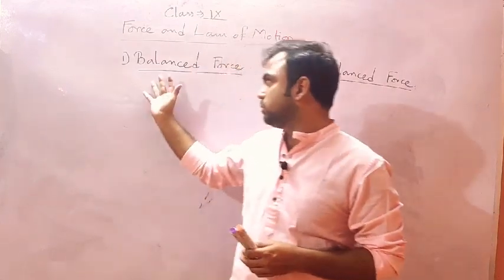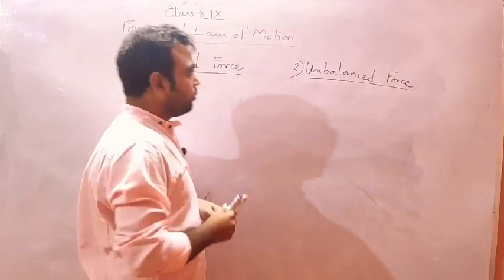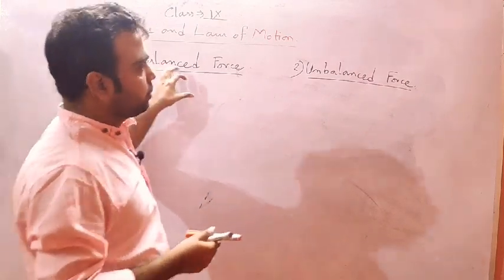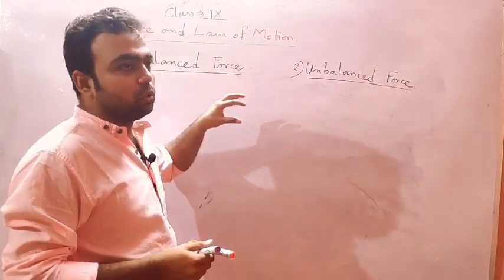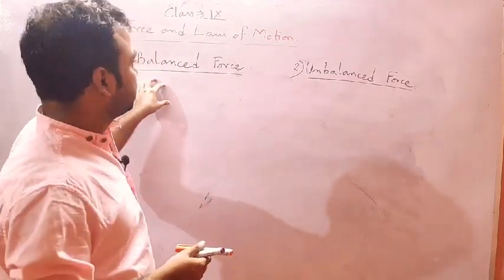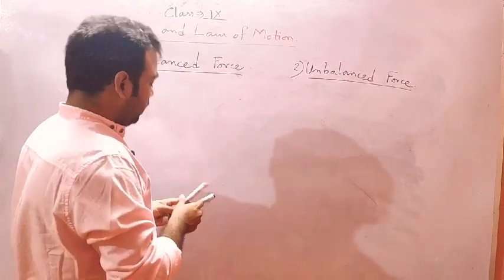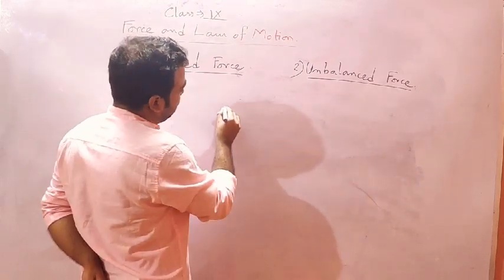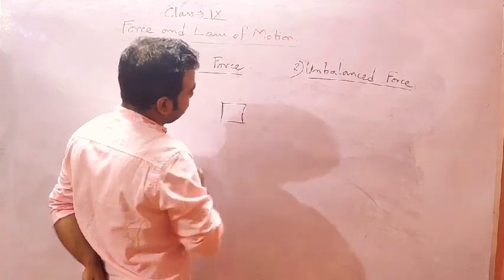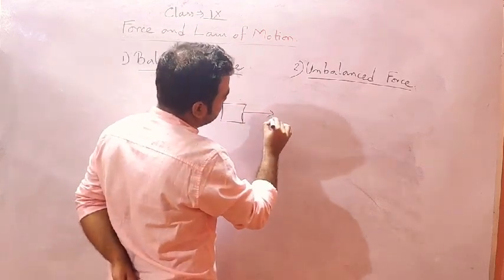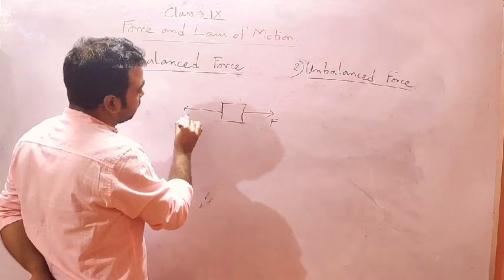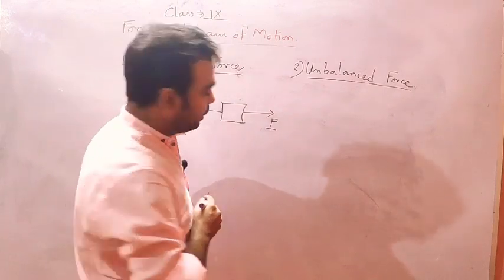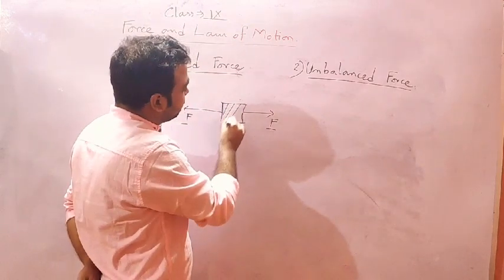Now we have to know what is balanced force and what is unbalanced force. You can get some idea from the name. Balanced means when the net thing is zero, then we call it balanced. Suppose an object is kept here. If the same amount of force is acting in the opposite direction, this one is also F, this one is also F, then what will happen? The object will remain in its rest position.